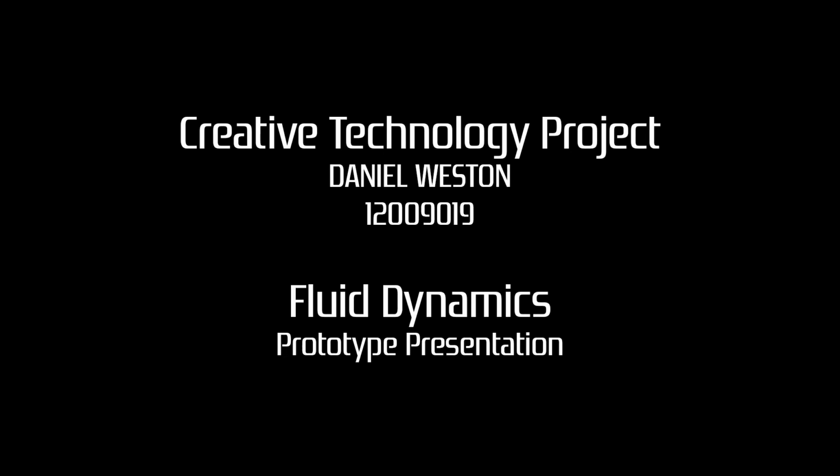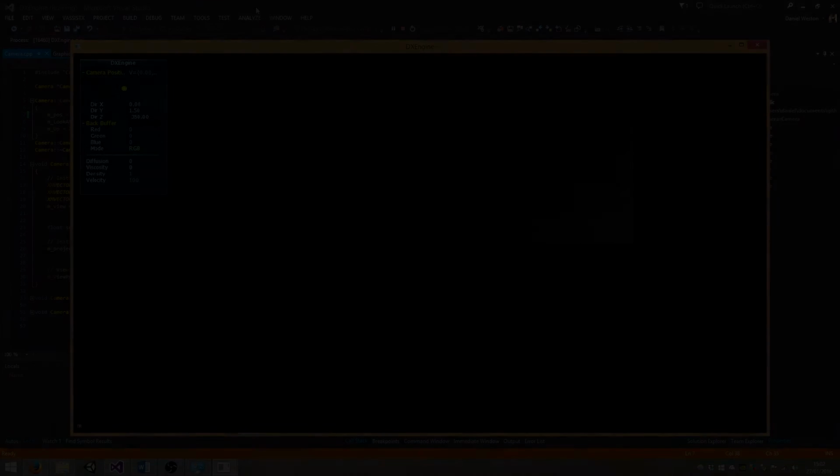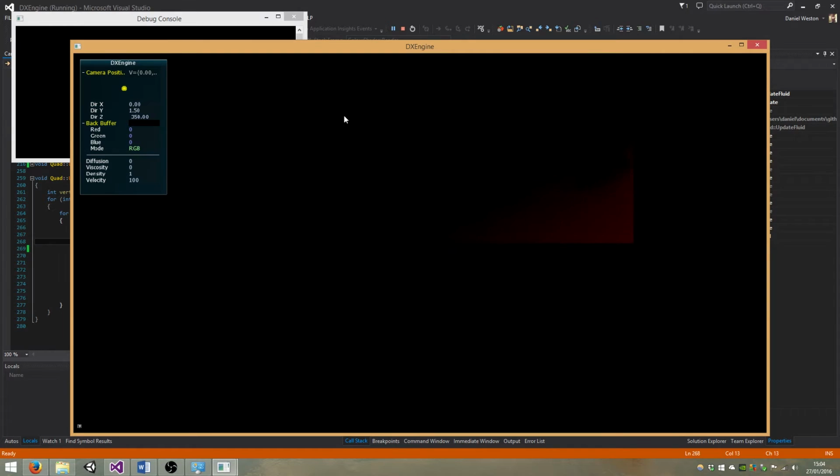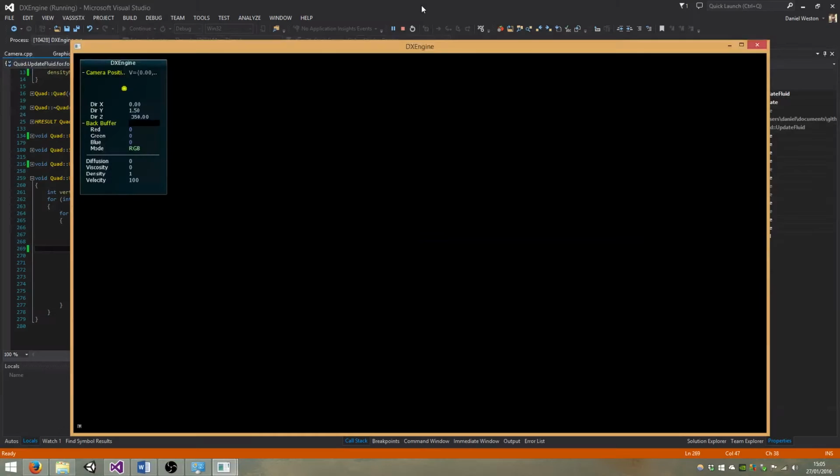At this stage of development, I currently have a fully functioning 2D fluid simulation and a partially complete 3D fluid simulation. The 2D simulation which is currently being depicted is achieved through solving the incompressible Navier-Stokes equation. At each time step of the simulation, a 2D grid is calculated from solving Navier-Stokes.